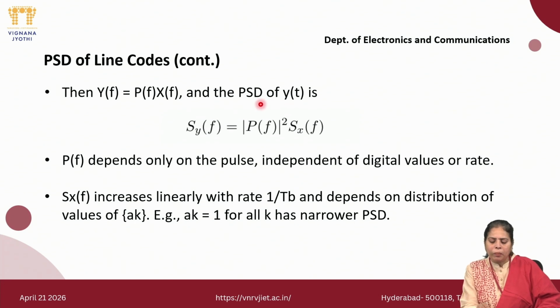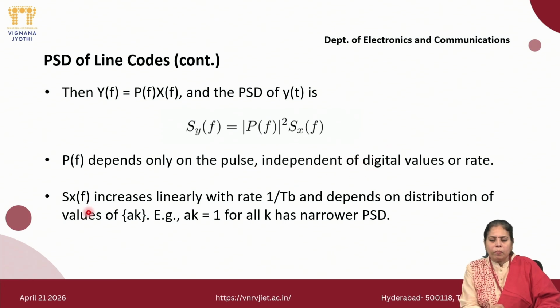And our resulting PSD for the transmitted sequence y of t will be represented as the power spectral density function of the output signal, which is Sy of f, which is nothing but the magnitude squared function of P of f multiplied with the power spectral density function of the input signal. Now, definitely P of f will depend upon the pulse or the shape that we are choosing to transmit, which is independent of the digital values that we are trying to transmit.